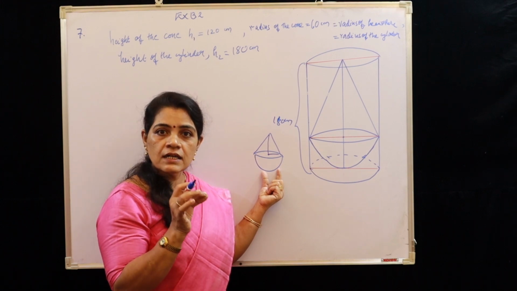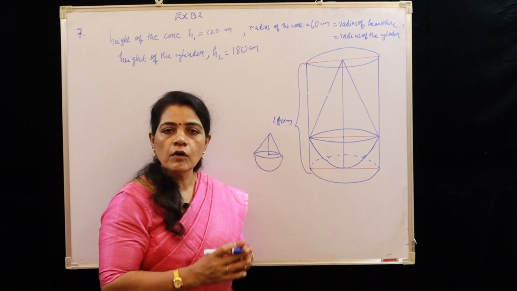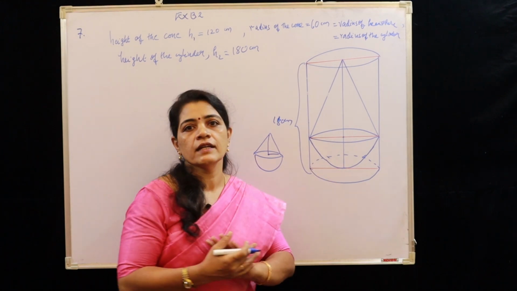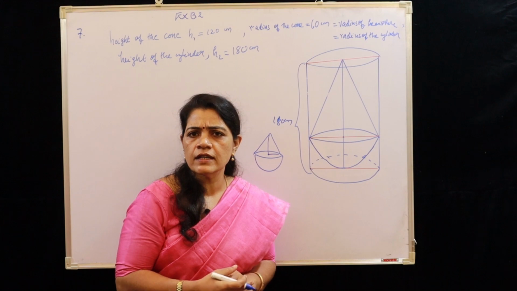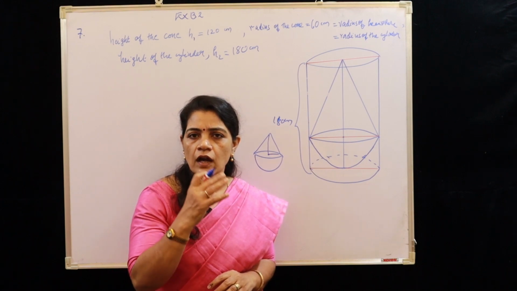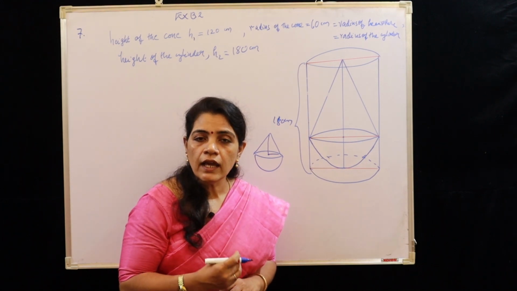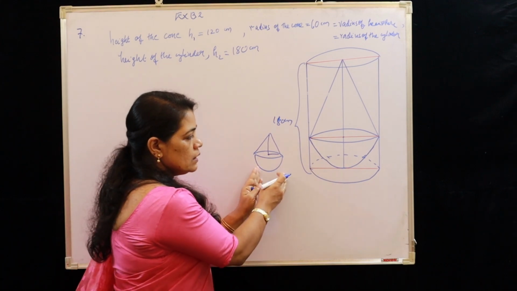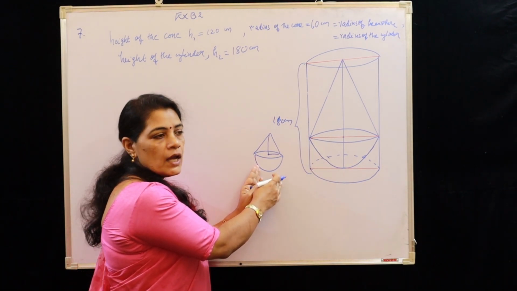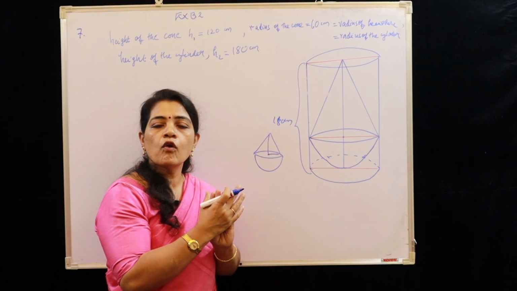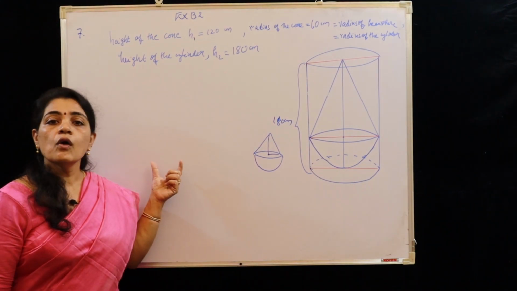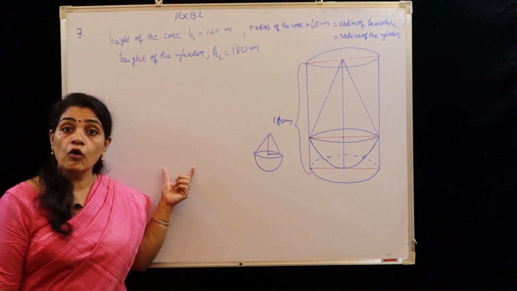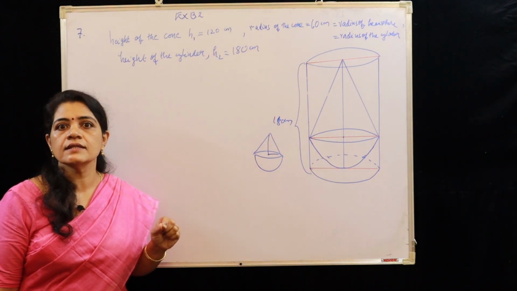So what is asked? We have to find out the volume of water left over in the right circular cylinder. Then how can it be calculated? It is just a very simple problem, children. We have to subtract the volume of this solid shape from the total volume of the right circular cylinder. So we are going to calculate the volume of water left in the cylinder.